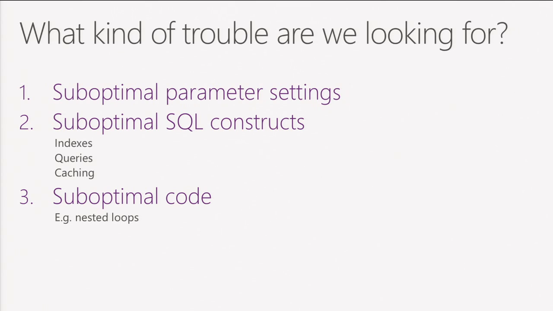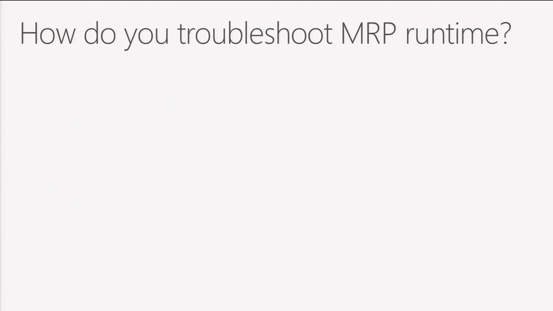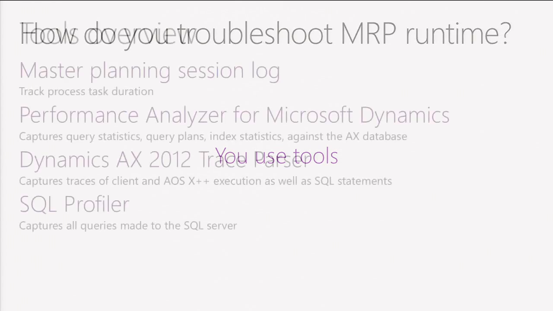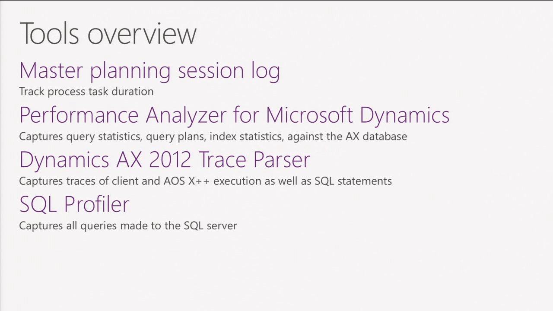What we've tried to do is wrap this section around an actual escalation that we've had, to the extent possible. So how do you go about this? Well, you use tools, and this is what I'm going to present now. A quick overview: the first one is the master planning session log. It's not so much a tool, it's actually a feature that's already in the product. It's a form. It has some limitations, and we're going to show you a few tricks as to how you can improve what it's doing. The second one is the performance analyzer. Some of you will know this as Dynamics Perf.